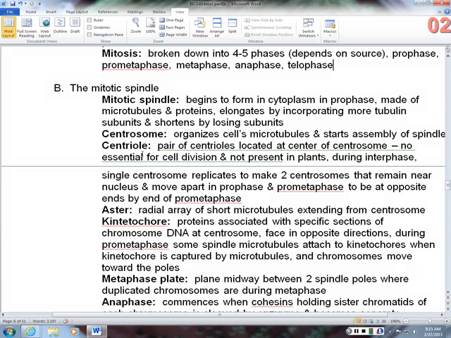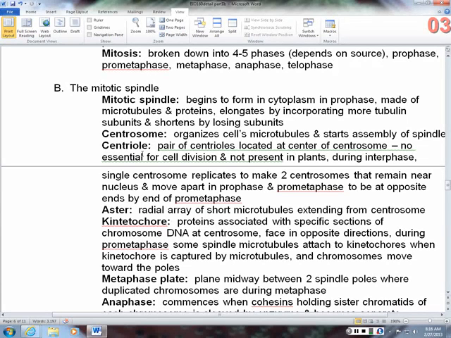Your centrosome is going to be what organizes the microtubules and starts the assembly. And you've got centrioles that are located near the centrosome. We don't fully understand what centrioles do in there. We know that cells can divide without centrioles because they're not present in plant cells. However, we still are learning about these in there.